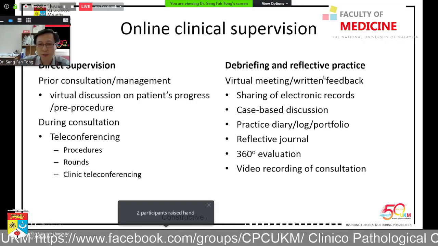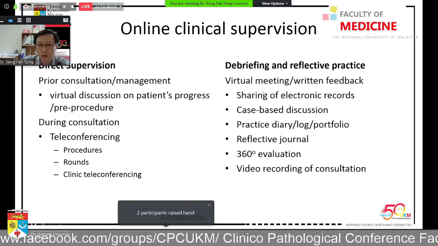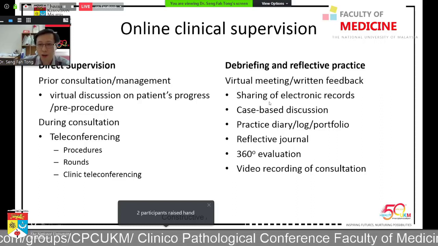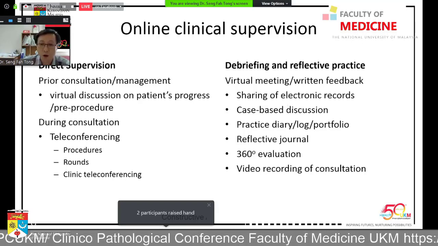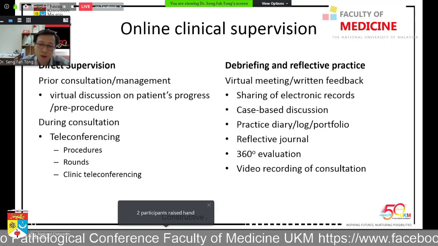Debriefing and reflective, this is the indirect way. We can have virtual meetings. There are many platforms we can use. And written feedback, obviously. We can share clinical electronic medical records, for example. Many electronic medical records are now online. If we are in the same organization, we can share clinical records.